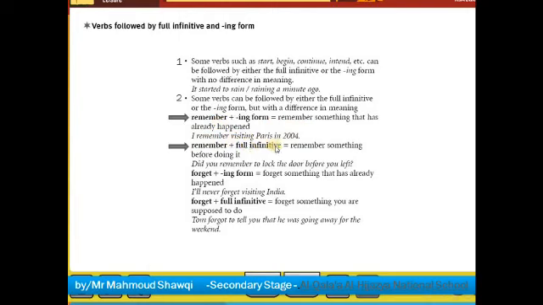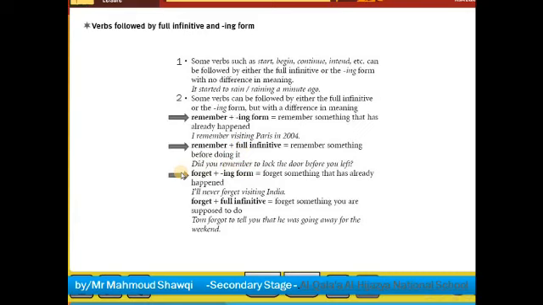Here, remember plus the full infinitive. Remember to plus the verb. Remember something before doing it. Something I will do. For example, did you remember to lock the door before you left? Here, remember something before doing it. Okay?